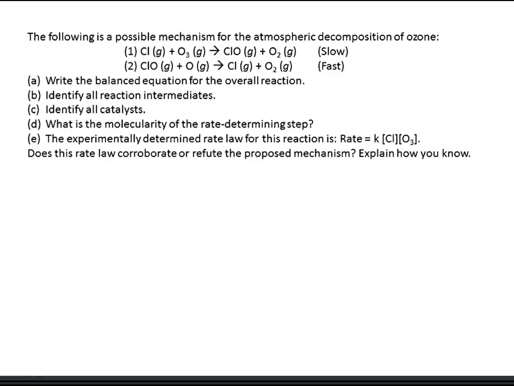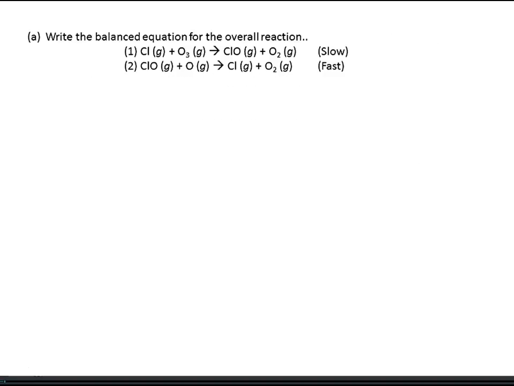All right, so we have a mechanism here. We're going to start with part A, writing the balanced equation for the overall reaction. You just take the mechanism in each step, draw a line, and write the overall reaction. You're going to cross off anything that's on the left and on the right.